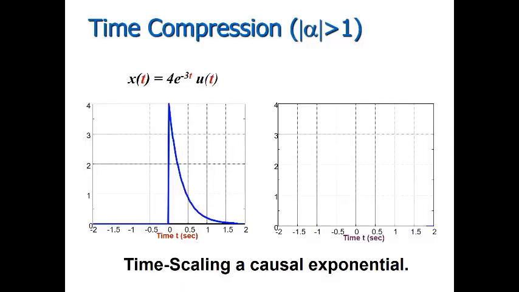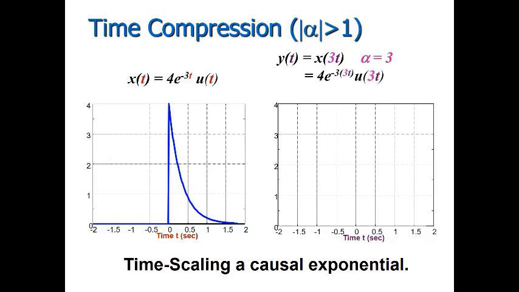How about our exponential example signals? Shown here on the left is our x of t equals 4 e to the minus 3t u of t. Let's perform a time compression. Let's look at what is x of 3t, where alpha is a positive value greater than 1, it's 3. This will be a time compressed version, which means it should look like a skinnier version of our causal exponential on the right.